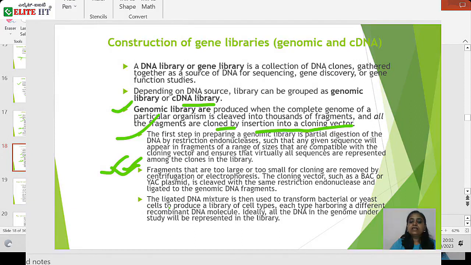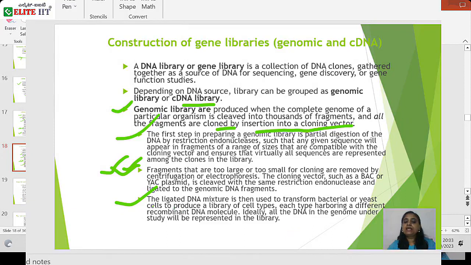The ligated DNA mixture is then used to transform bacteria or yeast cells to produce a library of cell types, each type carrying a different recombinant DNA molecule. Right? Whenever you are transferring to the host cell, a BAC or YAC, expression will be different for each different recombinant plasmid. So ideally all the DNA in the genome under study will be represented in the library.